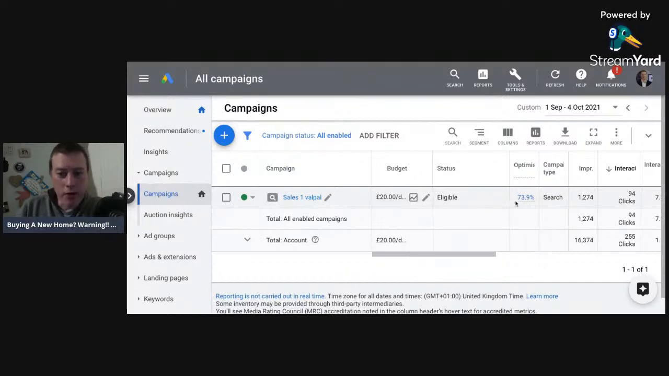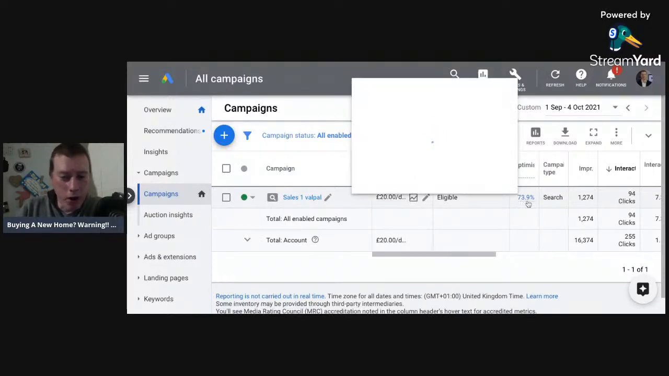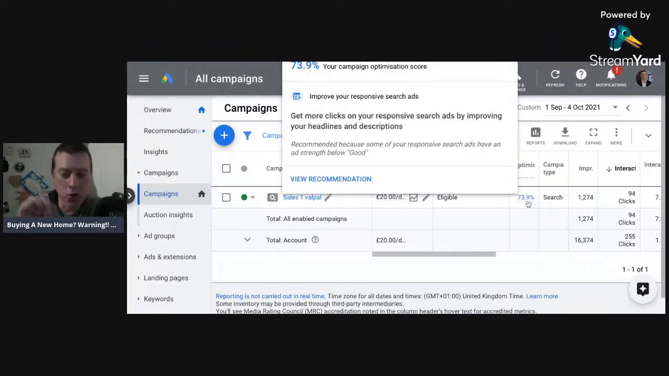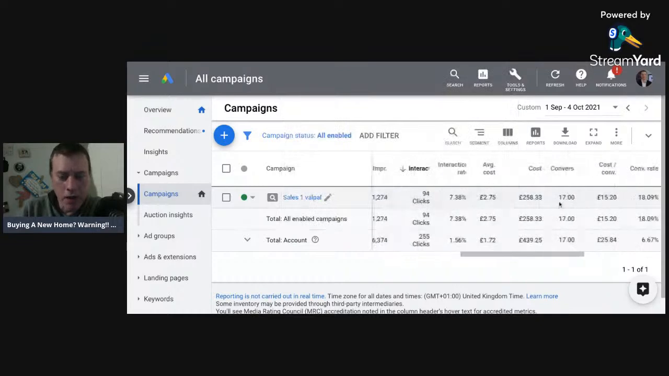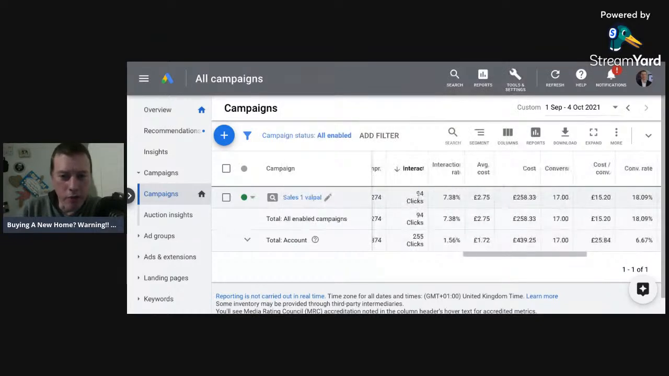And we've got an optimization score of 73.9, which is a bit low, but that's Google saying spend more money, so we know that's not where we want to be. We've had 94 people come to the website through the search ad. The gap between the 255 and the 94 is display ads. We're not going to go into the display ads because they're more about supporting the brand message versus actually getting in front of people that are actually looking.